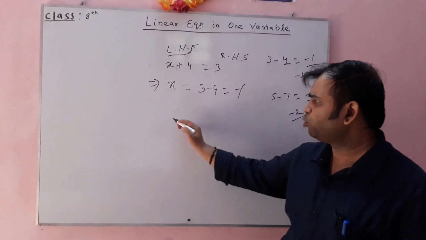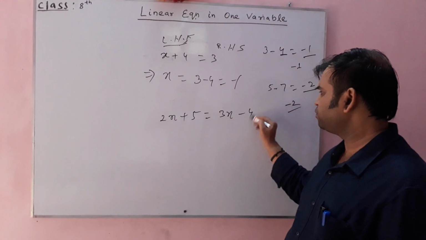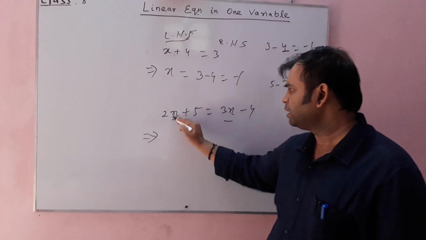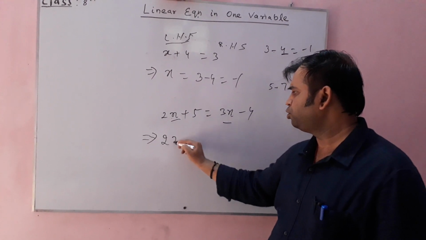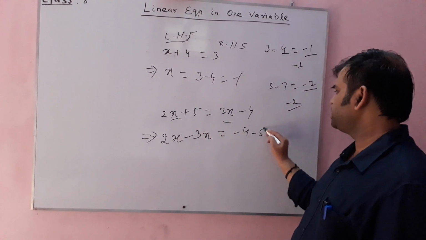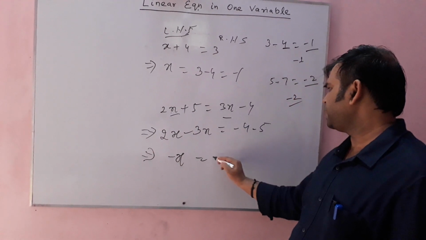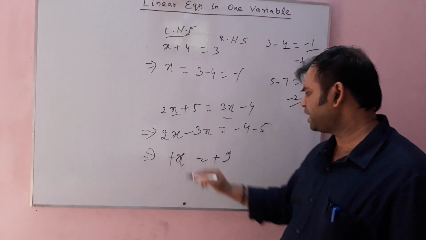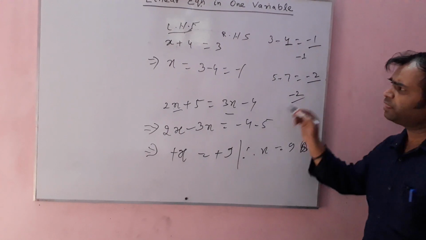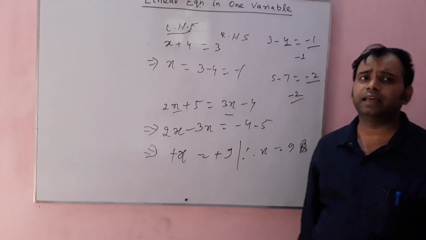So just see one more example. 2x plus 5 is equal to 3x minus 4. Here the variable is on both sides. So what we do here: this 3x comes to this side, 2x minus 3x is equal to minus 4, and that 5 comes here. So 2x minus 3x is minus x, and minus 4 minus 5 is minus 9. Both sides have a minus sign, so the value of x is equal to 9. So these are the methods I had explained in the previous classes, how we find x in equations.